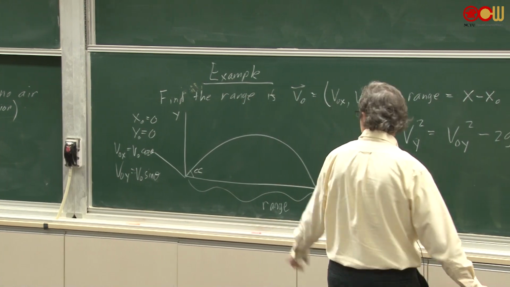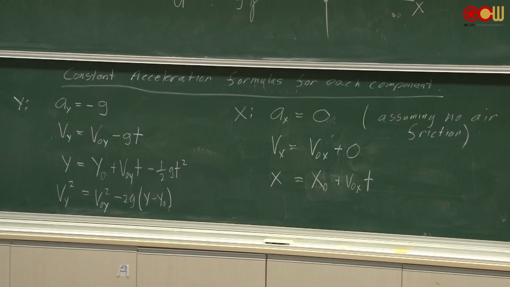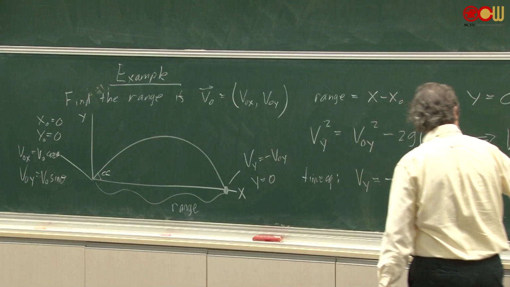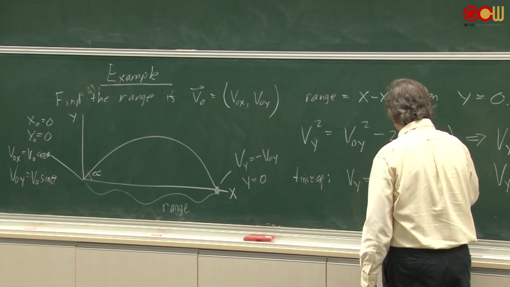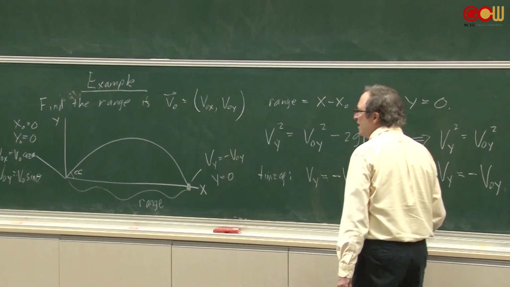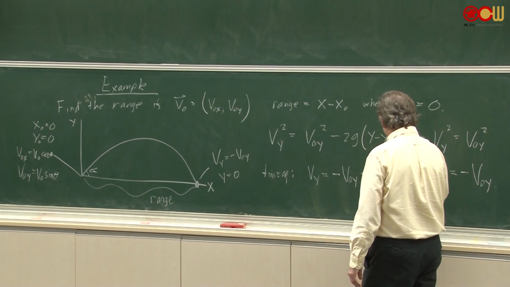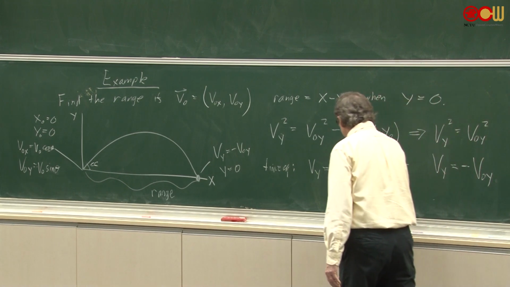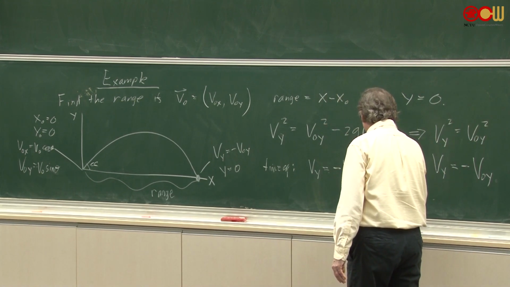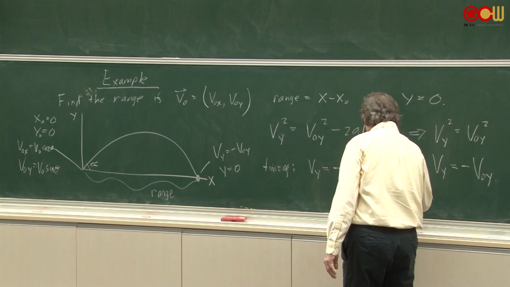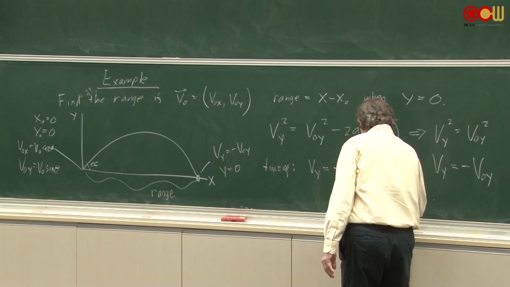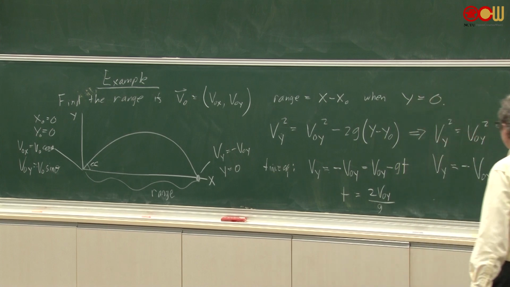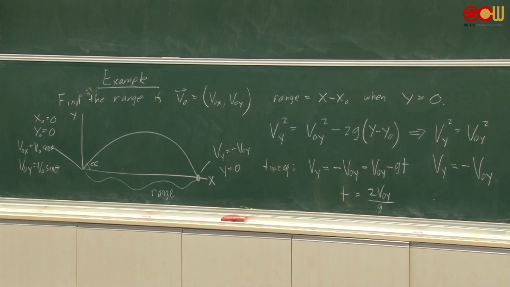All right, so let's use that time equation over there. So we have vy is equal to minus v0y. That's what we got here. And that's equal to v0y minus gt. And lo and behold, we can solve for t, and we get that t is equal to 2 v0y over g. Very good. So now we know t.